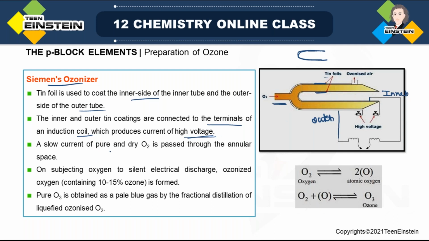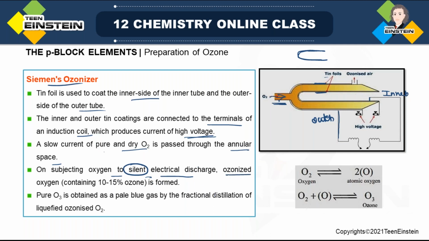Now what we are doing, a slow current of pure and dry oxygen gas is flowing through this terminal. It is passed through the annular space, and this oxygen is subjected to silent electrical discharge. Now this word is very important, silent. Okay, we will come to that point. Silent electrical discharge. The electrical discharge must be silent. There should not be any production of sound.